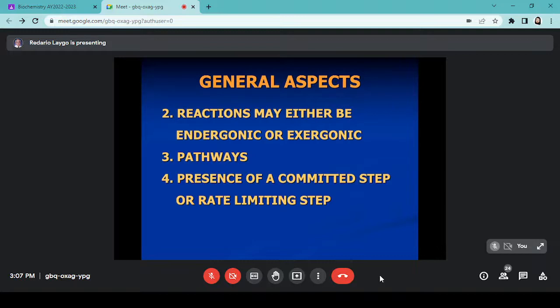Have you had already a lecture on glycolysis? Wala pa? Wala pa. Sa Friday pa.